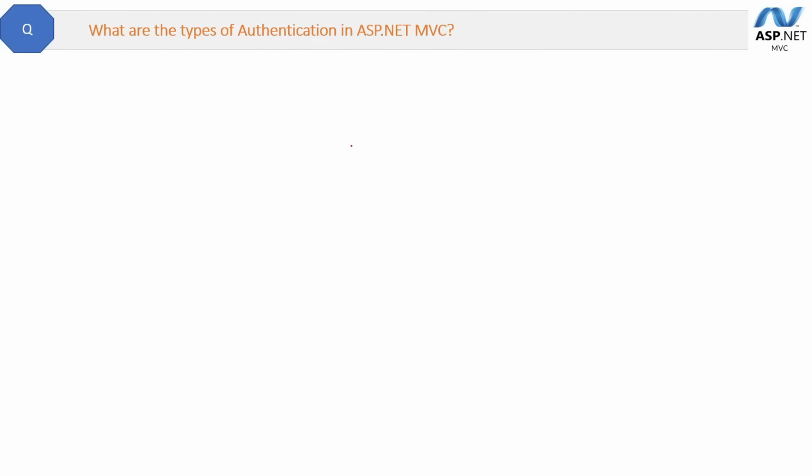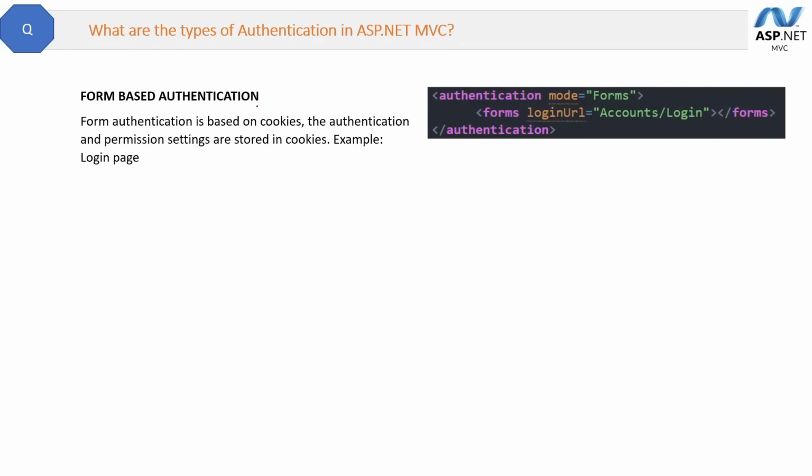What are the types of authentication in ASP.NET MVC? How many types of authentication can we do in ASP.NET MVC? First is form-based authentication, which is the most common one. It is based on cookies. You accept the user credentials through the username and password, and settings are stored in the cookies. See here in the web.config, you can mention that it is forms-based authentication. When you enter the username and password in the login page, that is basically form-based authentication.